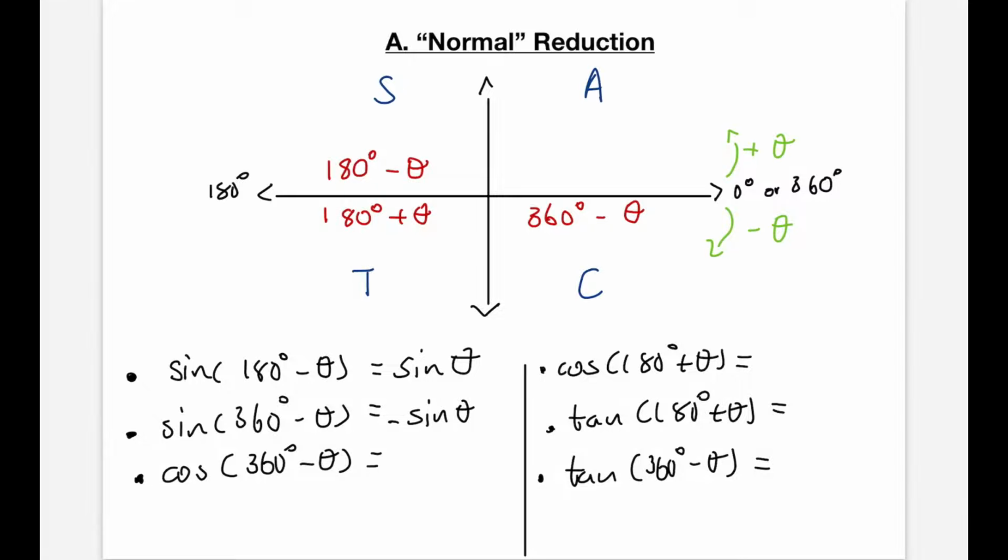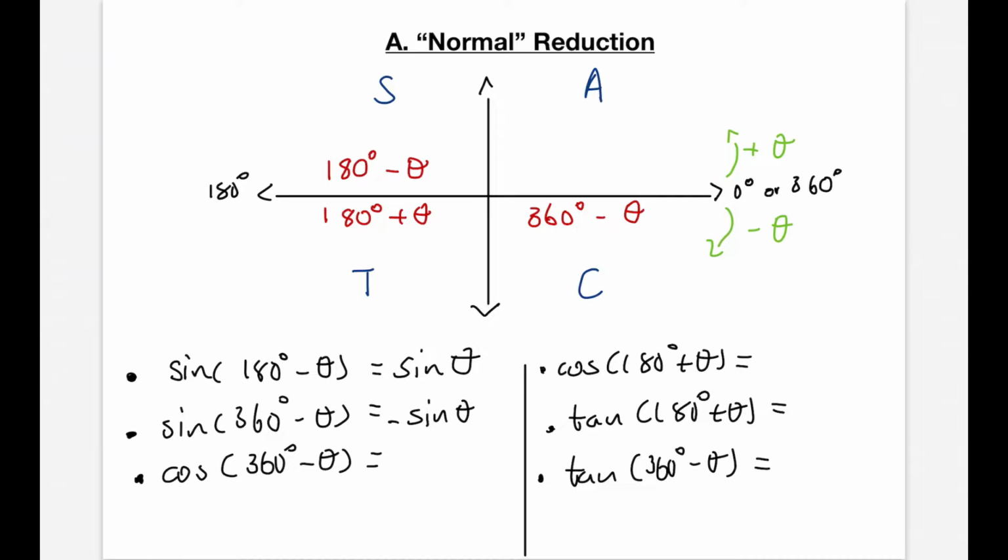Okay, so the reason we call this a cast diagram is because here in this quadrant, only cos is positive. Sine and tan are negative. Here in this quadrant, only tan is positive, cos and sine are negative there. In this quadrant, only sine is positive, tan and cos are negative. But here, all the trig ratios are positive.